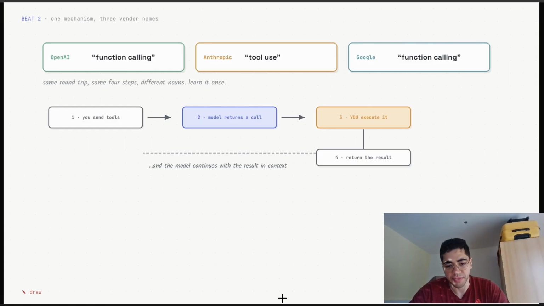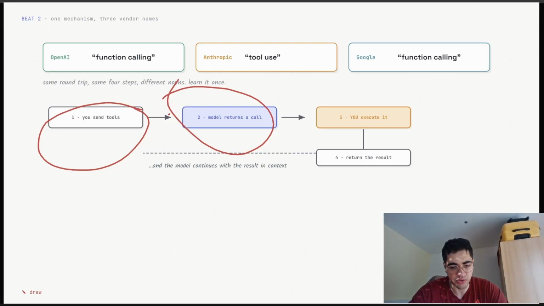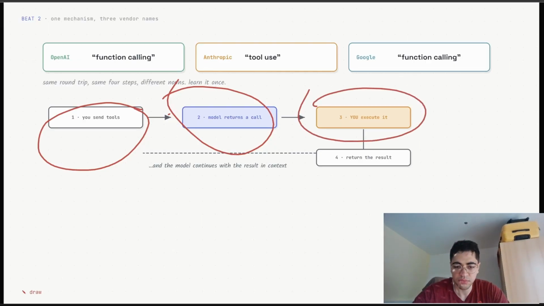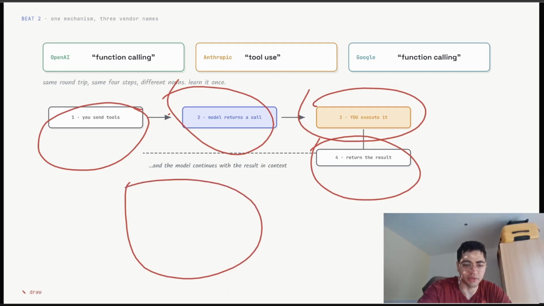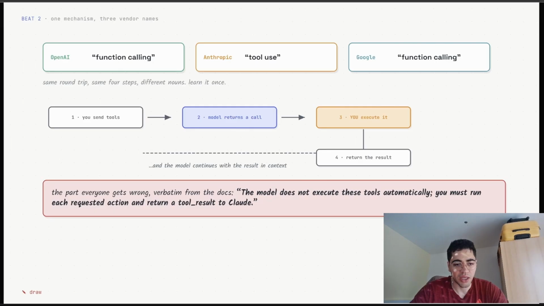So you have four steps. You send a tools array. We will see how that looks concretely. Each tool has a name, a description, and a JSON schema. The model returns a call, as you see here, a tool name plus JSON arguments, and then you execute it. After that, you return the result, and the model continues with the result in its context. So here, let's say you have your context, and it goes like this. Very simple.